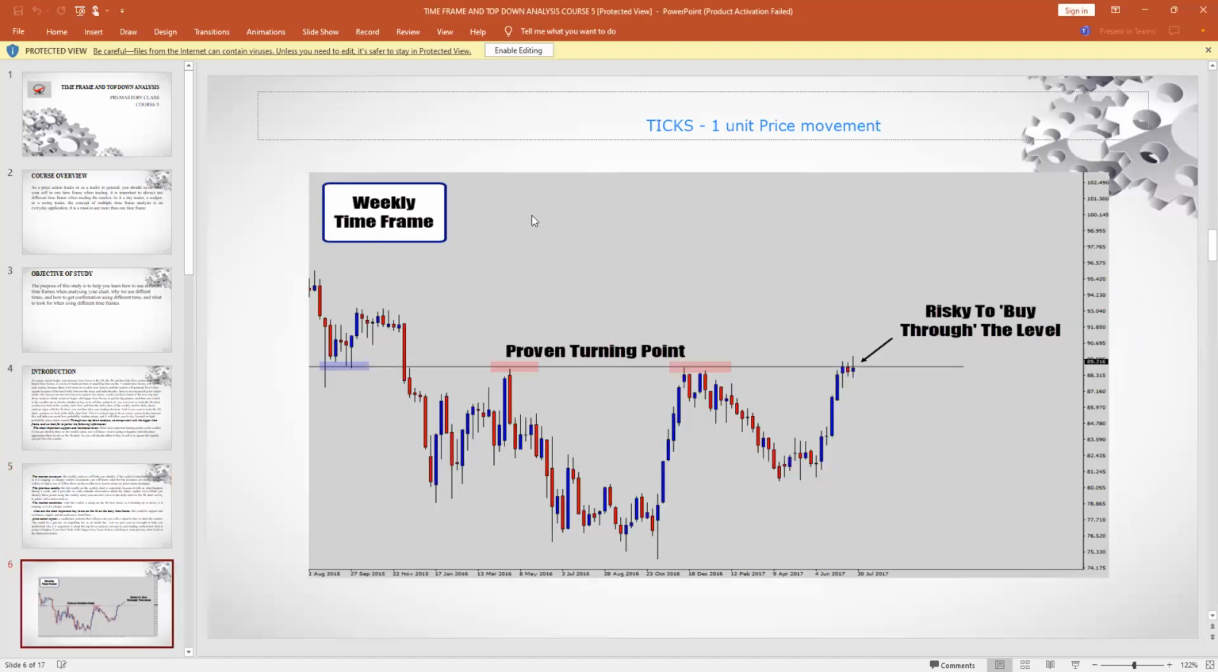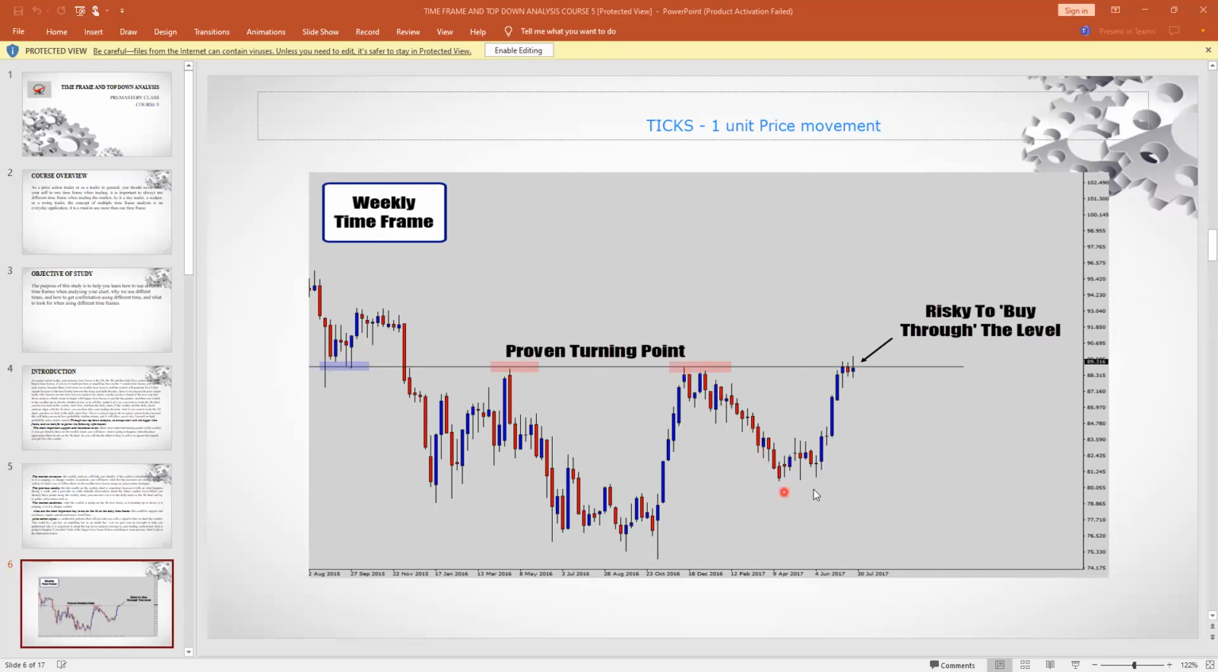Okay, so can you see this is the weekly time frame? All right, this is the weekly time frame. We have seen that this is a pivot zone or a turning point. Why is it a turning point? The answer is simple. You can see that over here, it acted as a support. Over here, it acted as a resistance. Here also as a resistance. Here also as a resistance.